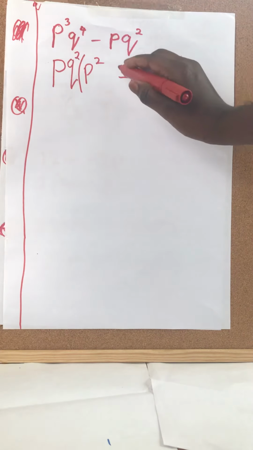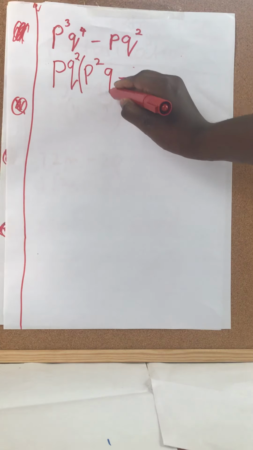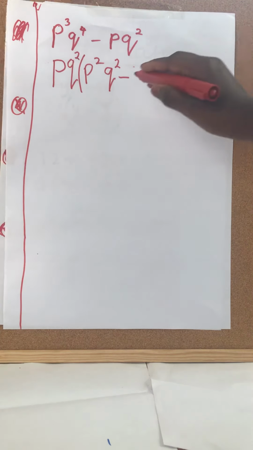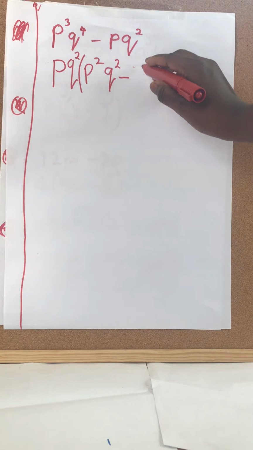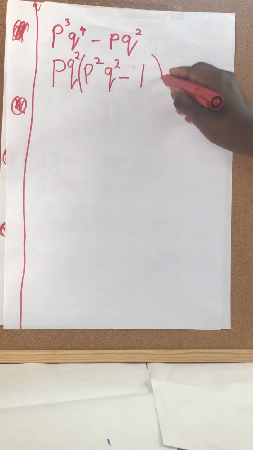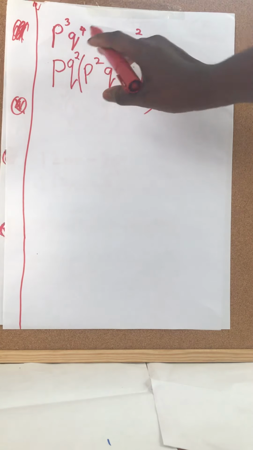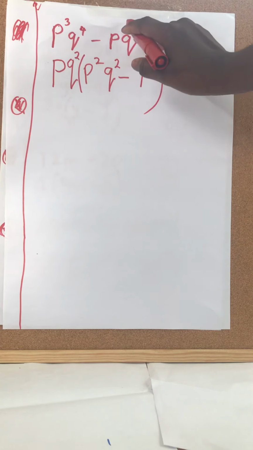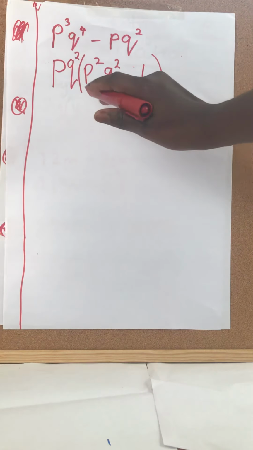The highest q we could get is the square, so I'm going to have q squared left here. Then I'm going to have 1, because my p q squared is out, leaving just 1 here. If I multiply these two together, I will get my equation again.